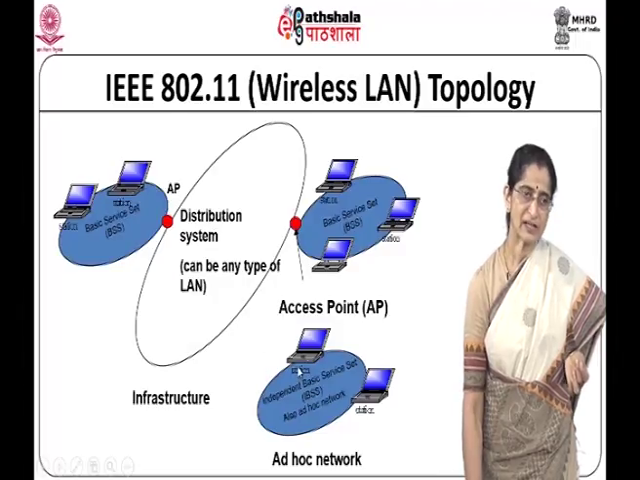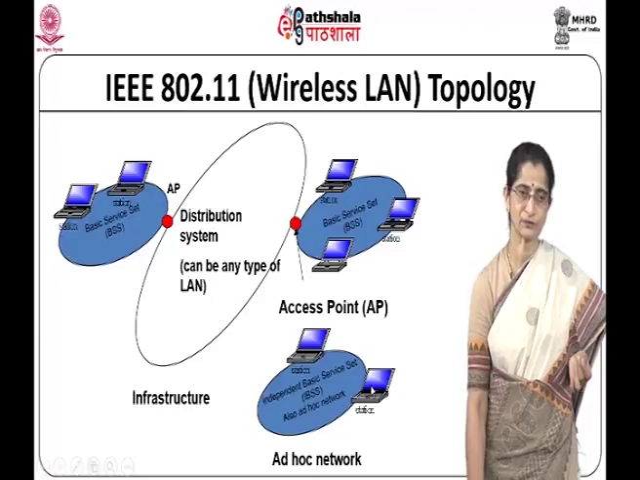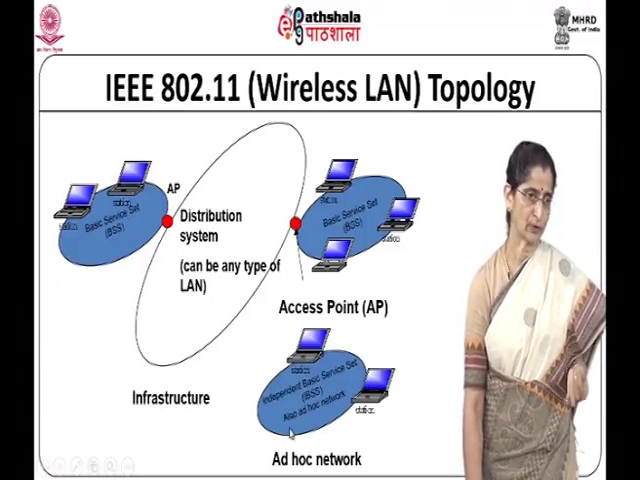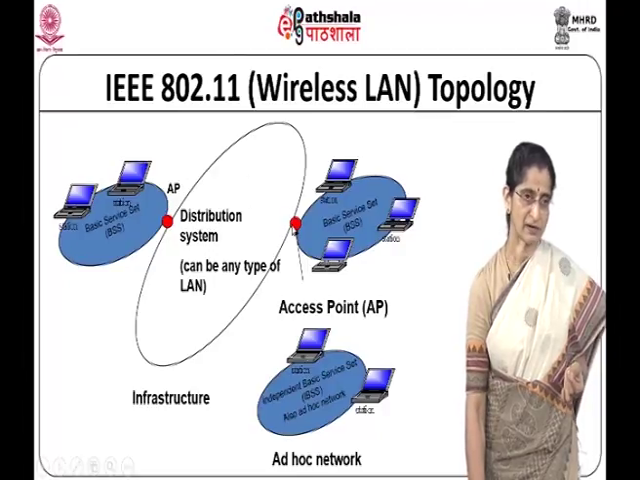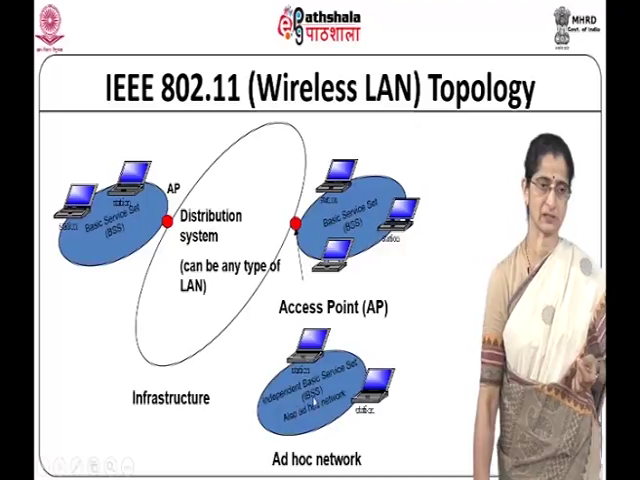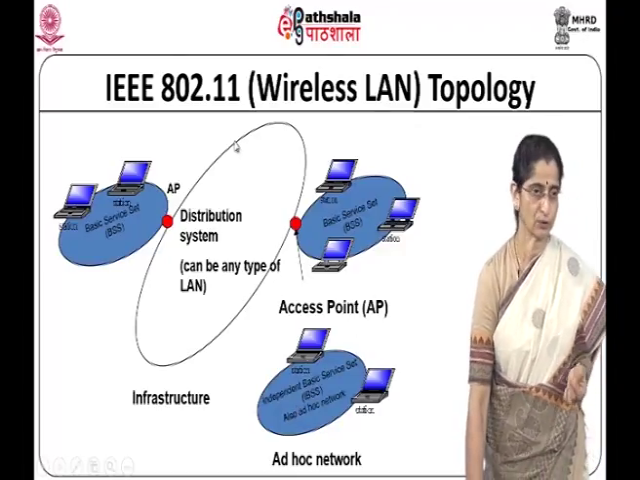You could also have an access point which is not connected to a distribution system, which is just connected to a set of nodes, an independent basic service set as such. This would form an ad hoc network. So you have an infrastructure based network here, and you have an ad hoc network that is available here. So you could have both modes of operation that are supported by 802.11.